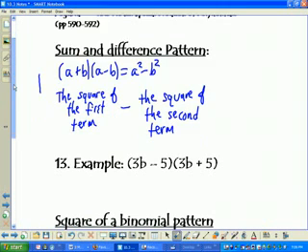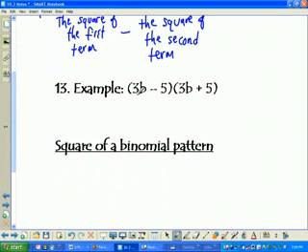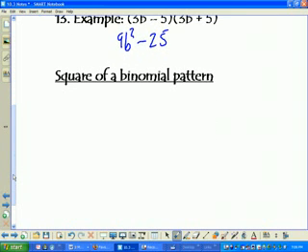So if I look at the first example here, I've got a sum and a difference. One time subtracting, one time adding, one time adding, one time subtracting, doesn't matter. So I square the first term, that's 9b squared minus 25, because I square the 5. That's all I do. Now, the square of a binomial pattern, we have two of them we're going to look at. First off, we'll talk about a sum.